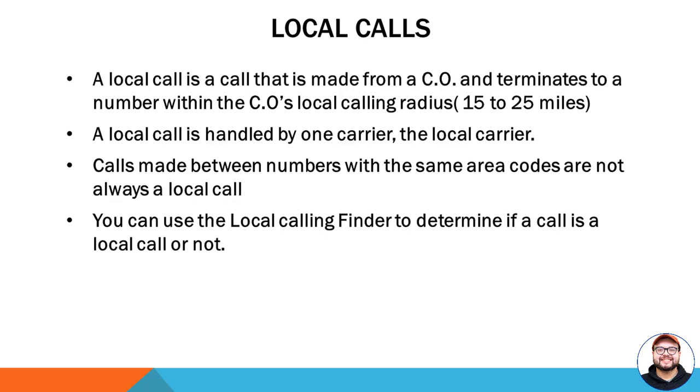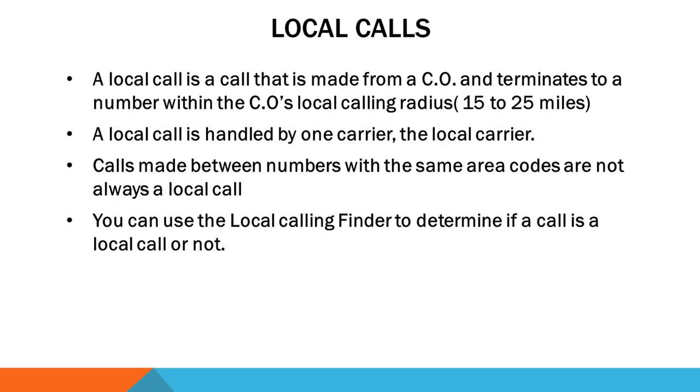So if a call is made past the local calling radius of a certain city, then it will no longer be considered a local call. For all intents and purposes, for a local call, just remember this: a local call is just a call that is made within 15 to 25 miles of a central office. Every central office has a different setting of what they determine a local call is. So for example, if the central office in Brockton says any calls made within 25 miles are going to be a local call, as soon as you make a call that's 26 miles to 27 miles, that's no longer considered a local call.